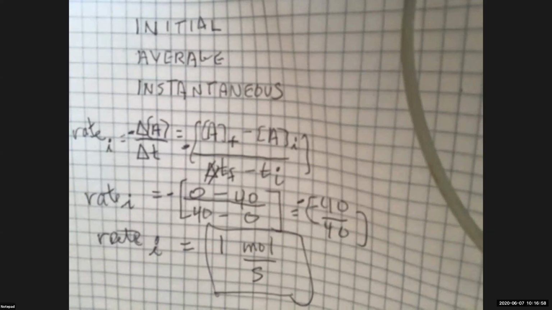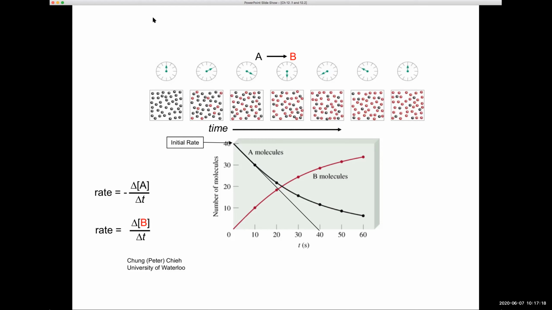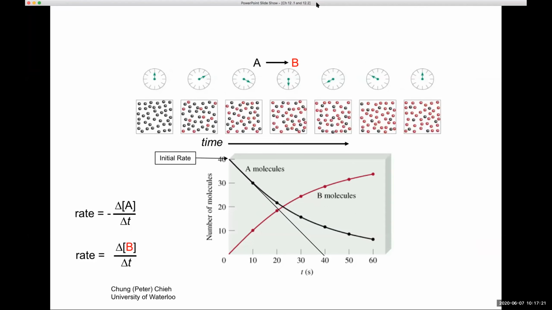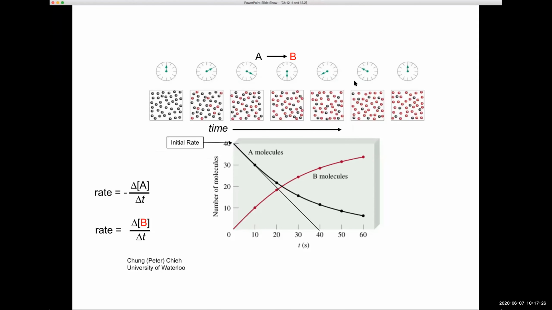So I'm going to go back to my screen share. And here's the PowerPoint again. That's how you calculate the initial rate.